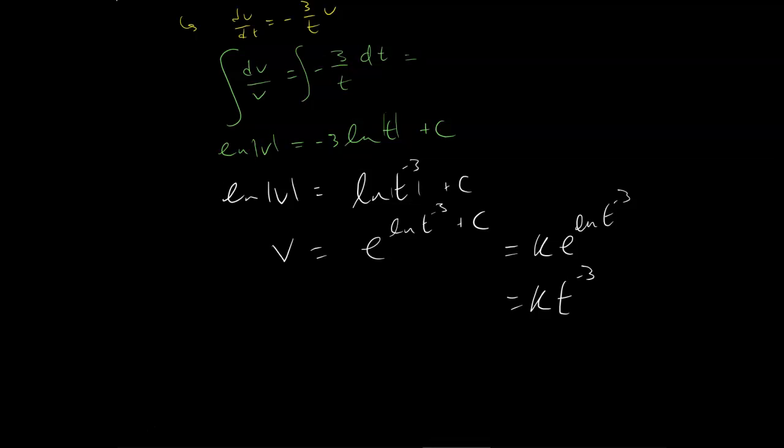So this right here is a homogeneous solution. But what we don't have is y. We actually want to find this y. So this is our v. So in order to find y, first say, what is our whole solution of v? Our whole solution of v is v homogeneous plus v particular. So that would be k t to the negative 3 plus 1.